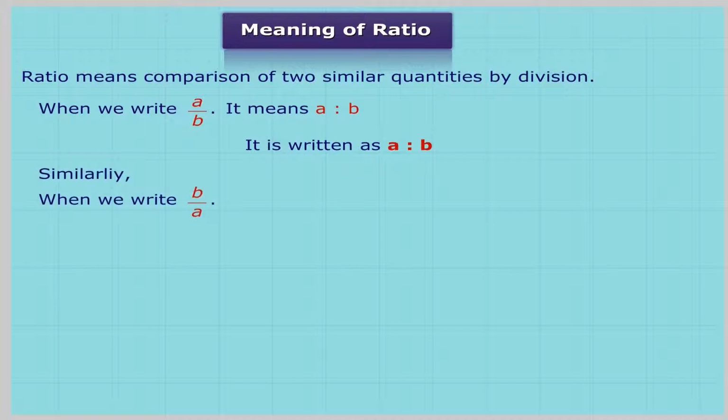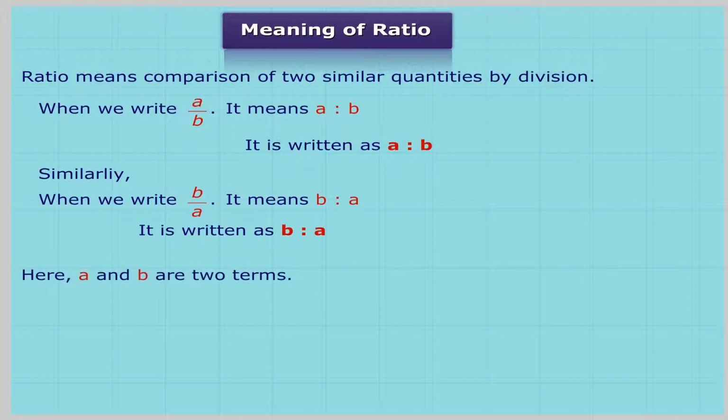Similarly, when we write B upon A, it means ratio of B to A. It is written as B colon A. Here, A and B are two terms.